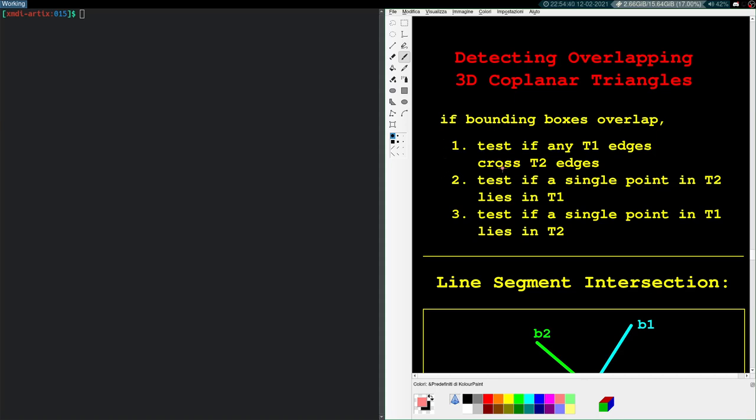Then, if no edges cross, you test if a single point in T2 lies in T1. Why do you do that? Well, here's the reason. Let's say T1 is like this, and T2 is like this. Then no edges intersect, but still they overlap. Why? Because one of these vertices is inside this triangle. So you test both if any vertices in T1 are in T2 and vice versa. If any of those evaluate to true, you have some kind of intersection between the triangles in the plane.